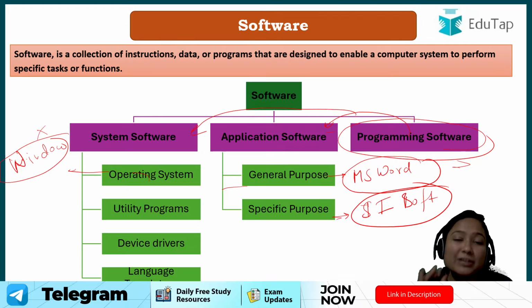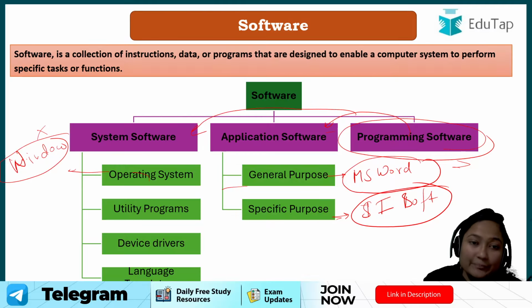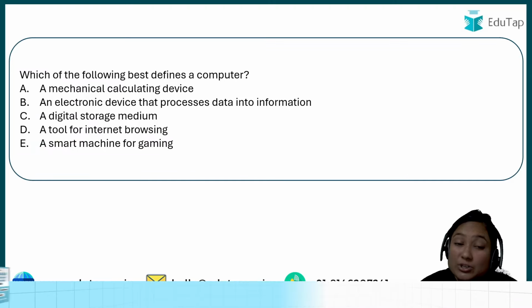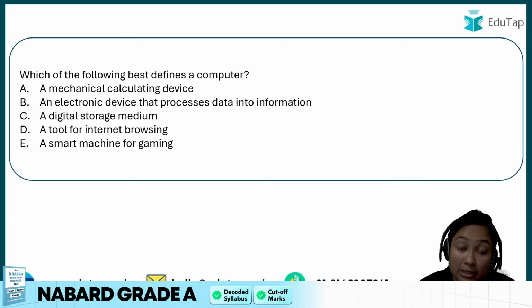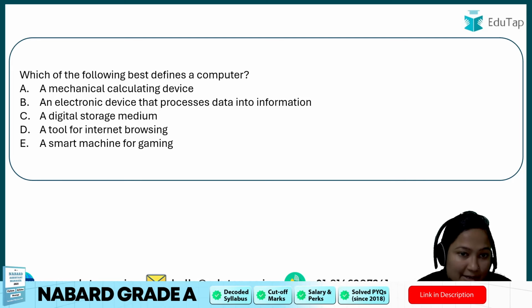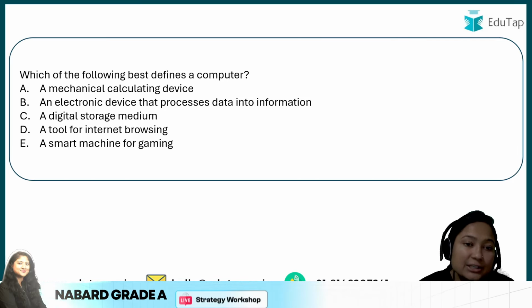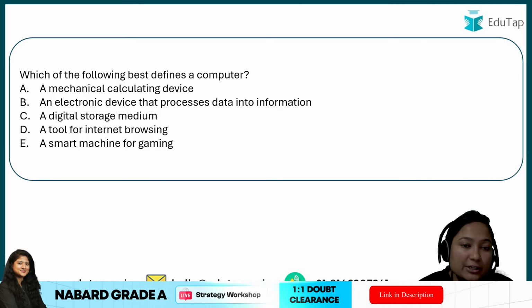Let us do 15 MCQs to now practice the things that we have just read. Okay, the very first question: which of the following best defines a computer? A mechanical calculating device, an electronic device that processes data into info, a digital storage medium, a tool for internet browsing, a smart machine for gaming.